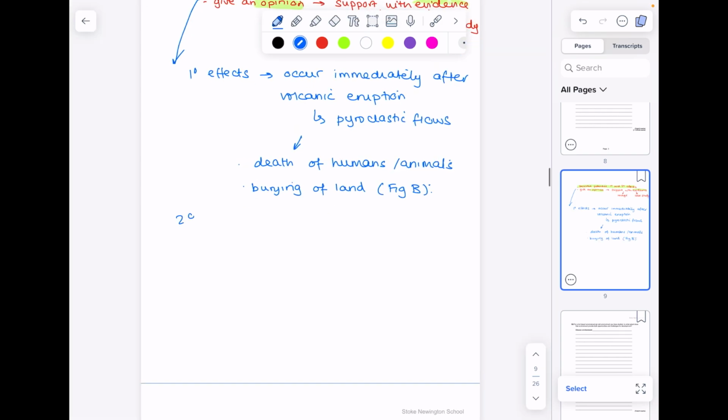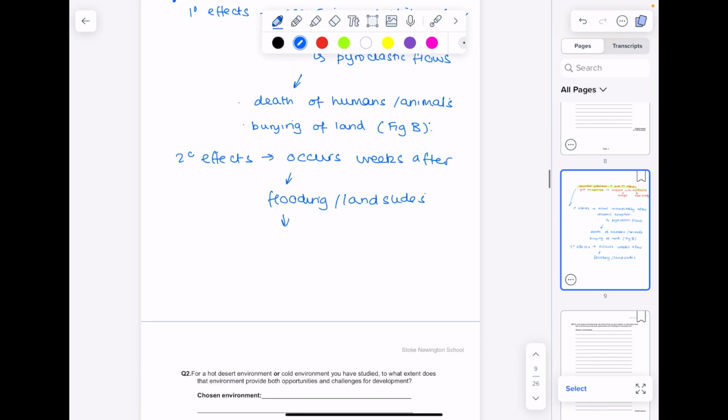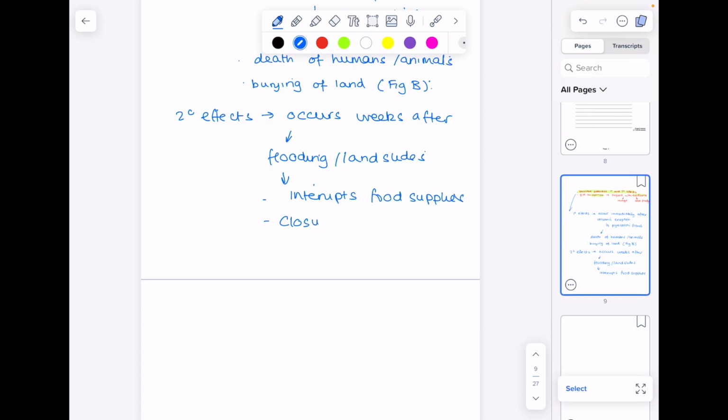Now I'm ready to discuss the secondary effects. So that occurs weeks and months later. Could include things like flooding, landslides. What effect does that have on humans? Well, it interrupts food supplies, causes long-term closure of businesses.